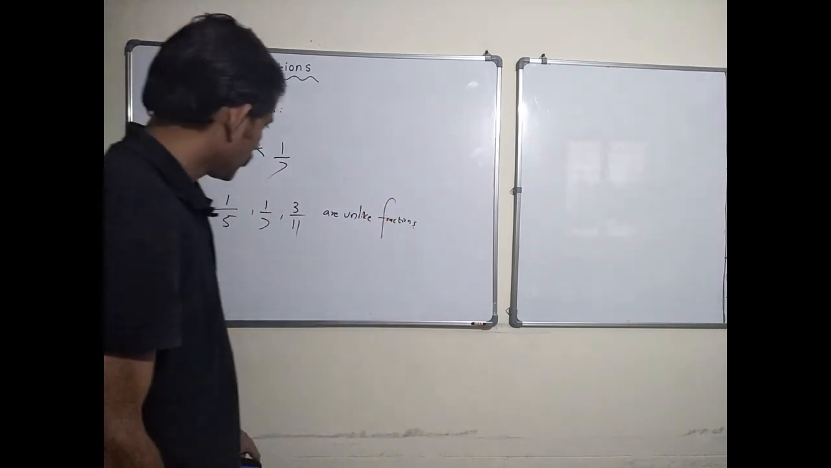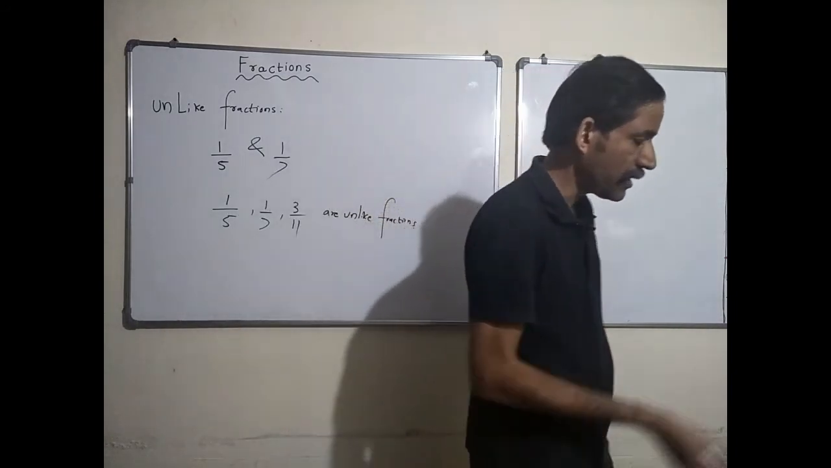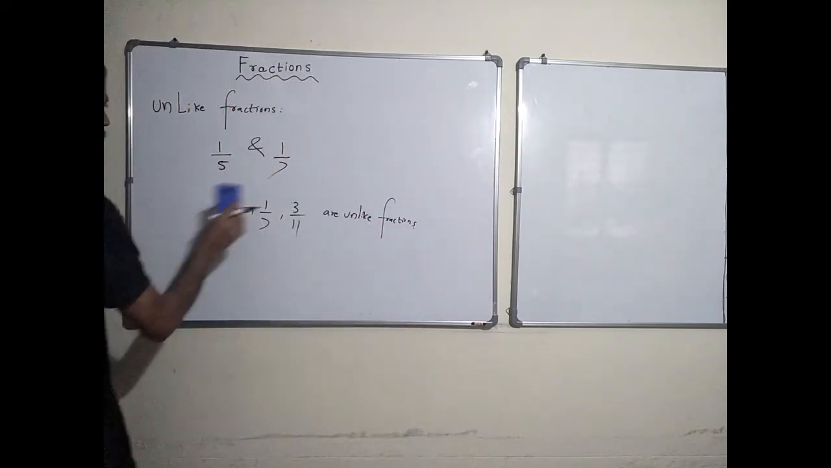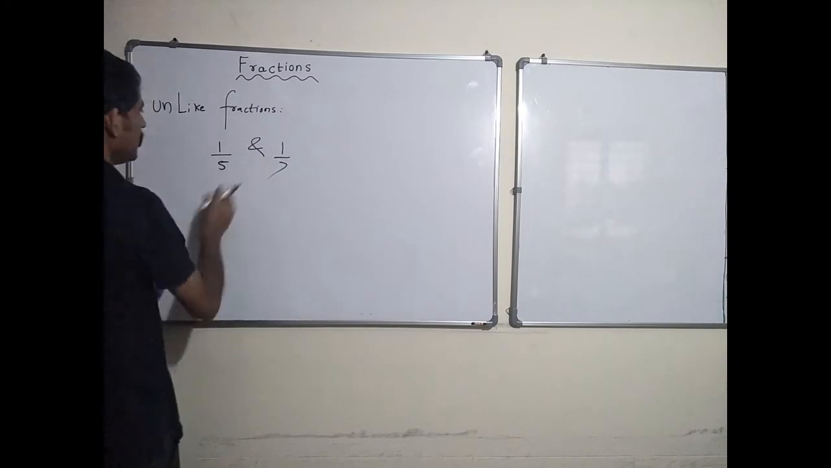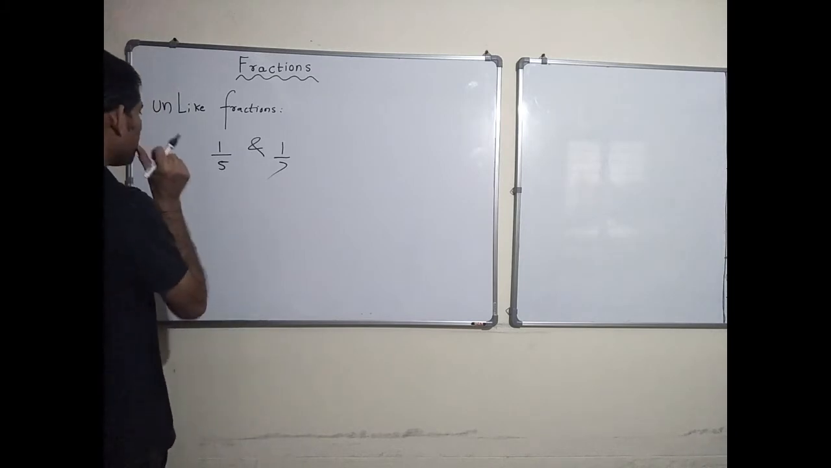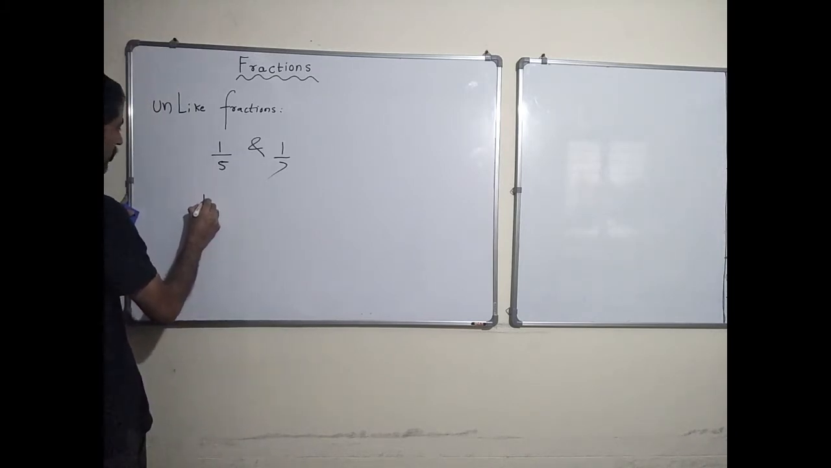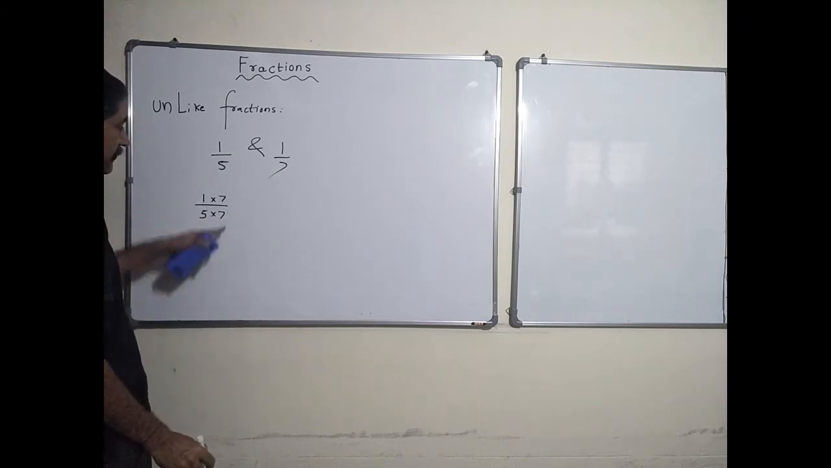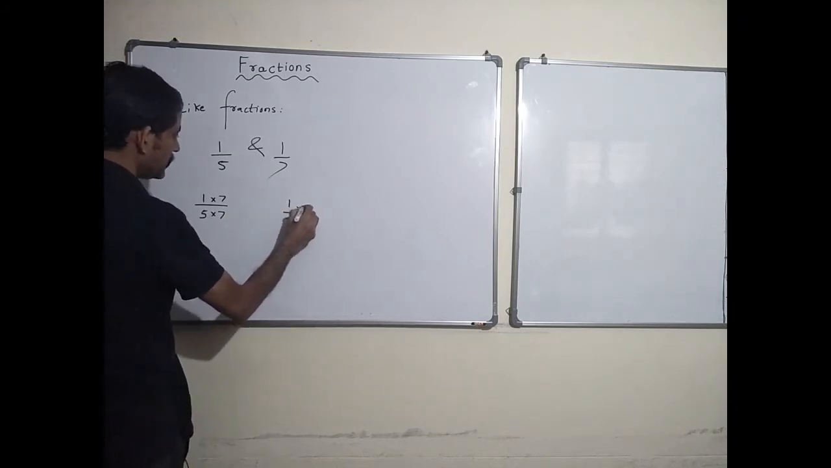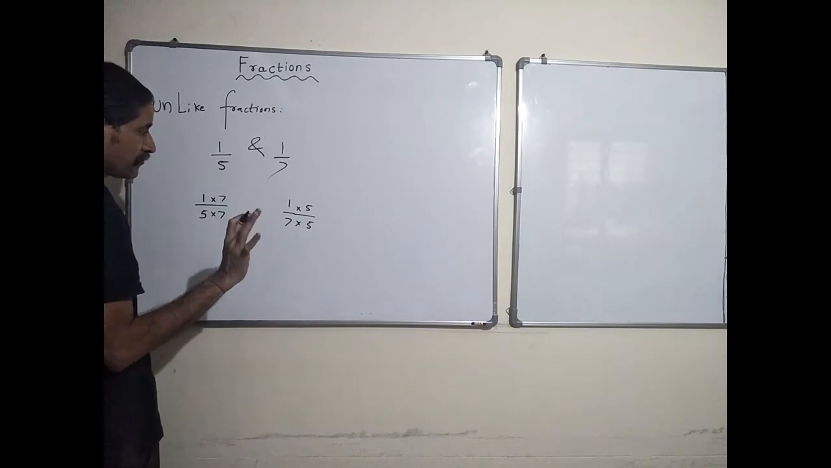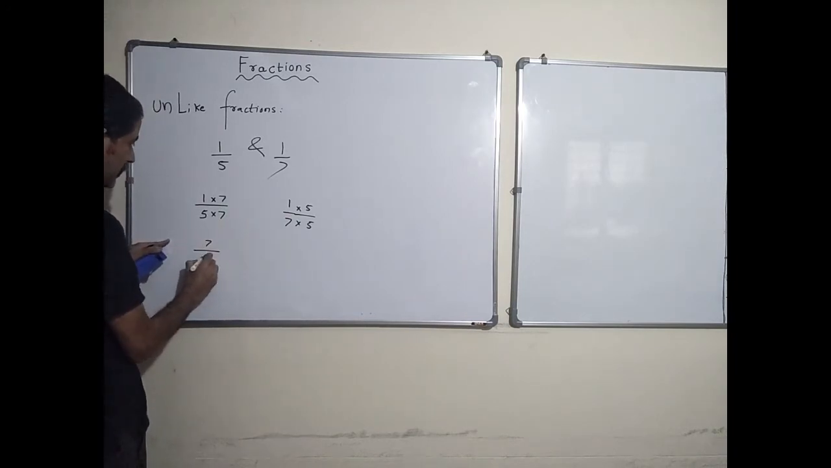Now, can you convert unlike fractions to like fractions? You definitely can. Let's take one example. Let's convert. There are two fractions, 1 by 5 and 1 by 7. Let's convert them into like fractions. So 1 by 5 I can also write as 7 by 35, where I multiply both numerator and denominator by 7, and 1 by 7 I write as this, wherein I multiply both numerator and denominator by 5.